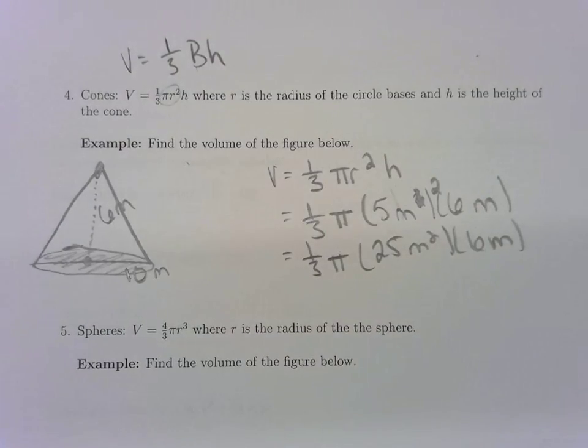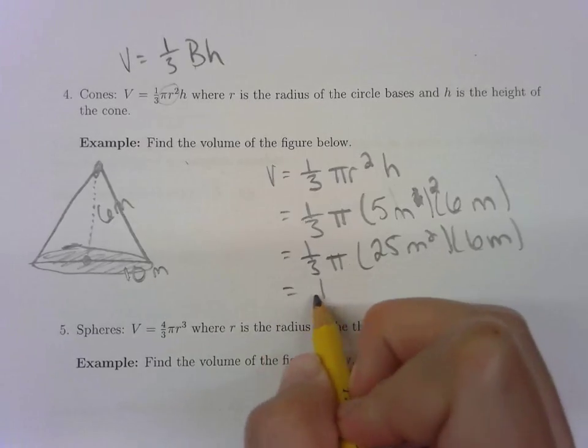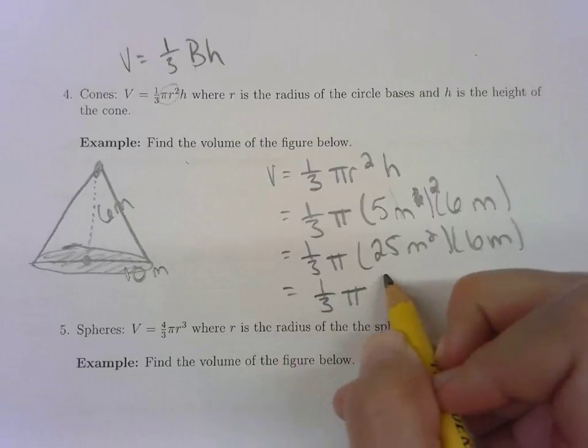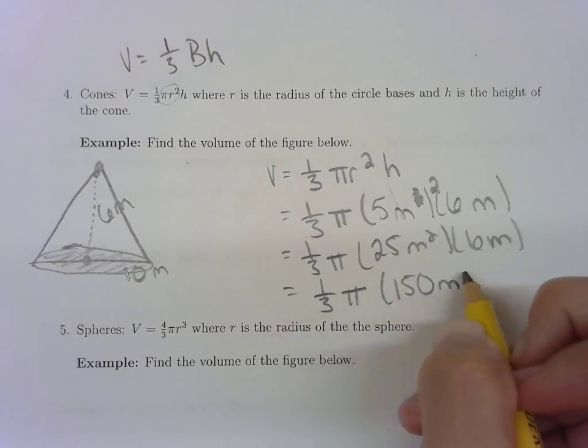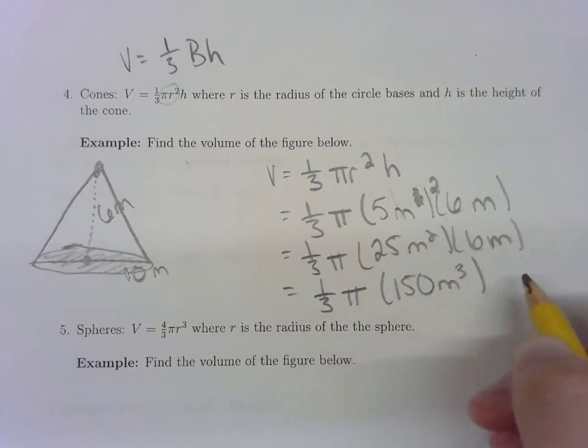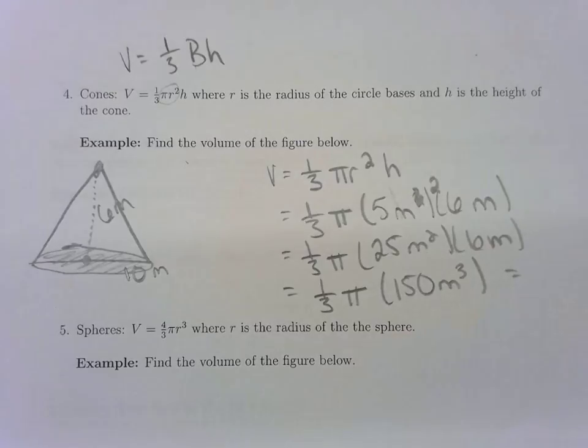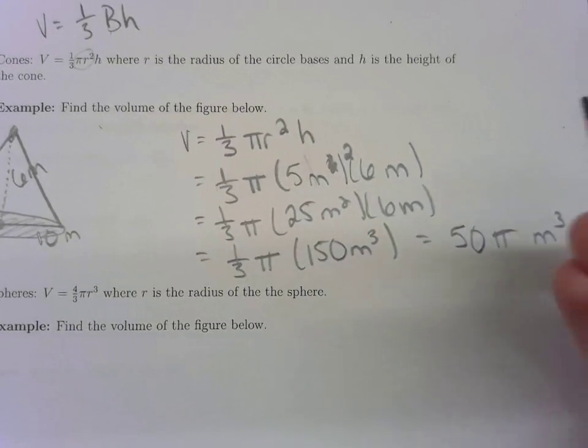I'm going to have to get out my calculator for this. So 25 times 6, and we can't do anything with the pi, is 150 meters cubed. Then we want to do 1/3 of that. So that would be 50. Don't forget the pi, meters cubed. So there's our solution for that.